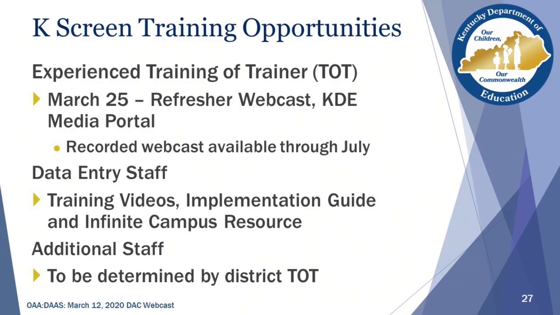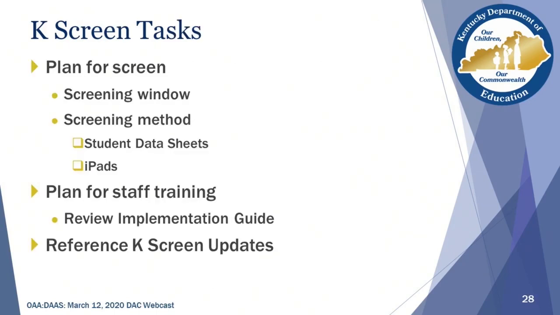This slide, you may look at this kind of like somewhat of a check sheet if you choose. This is the K-Screen task. So things that you need to consider when planning. So you need to plan for the screening. When do you want to screen? What is the screening window? What method do you plan to use for screening your students? Will it be using traditional student data sheets or an iPad?